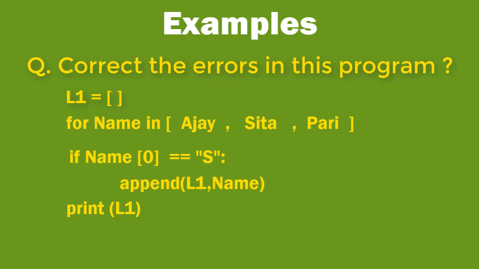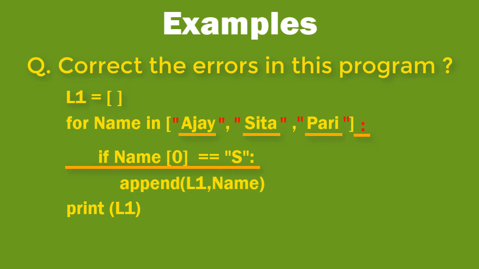First is where a code is given and you have to correct the errors. Here if you see in the for loop, the names are strings so need to be in quotes. Also colon is missing at the end of the for statement. The indentation is missing after for, so we will correct that. Next, append function is used with list, comma, string as parameter. The correct syntax of append function is L1.append and then name, so we will correct that.